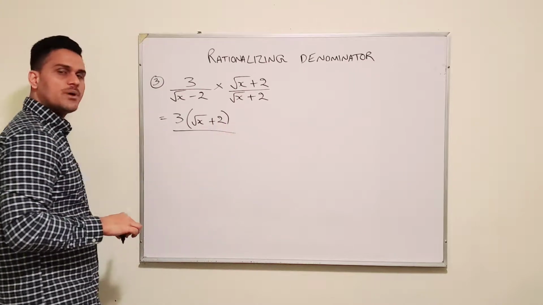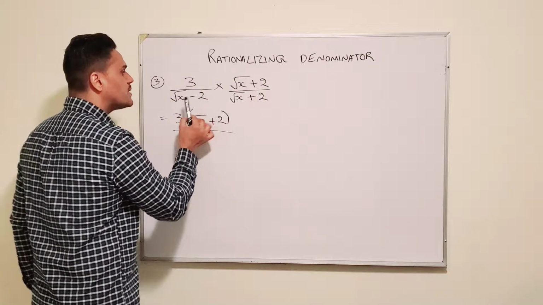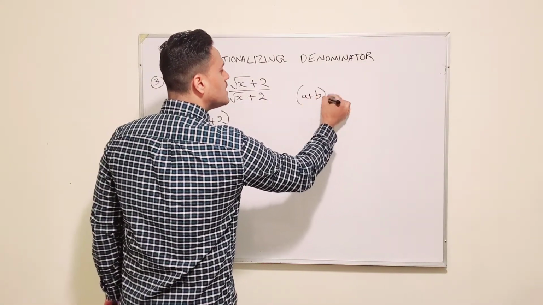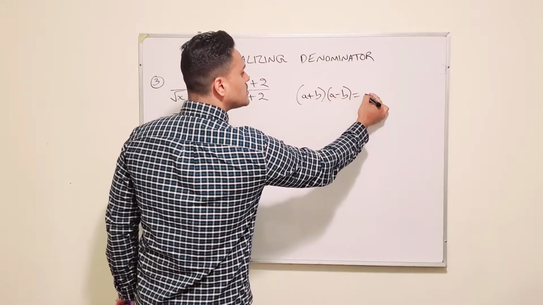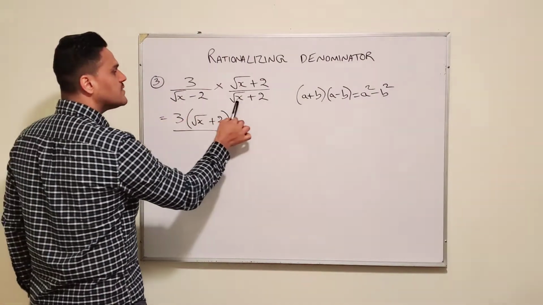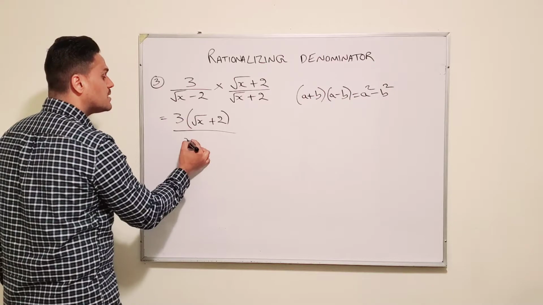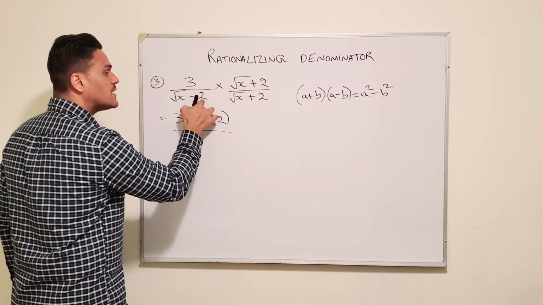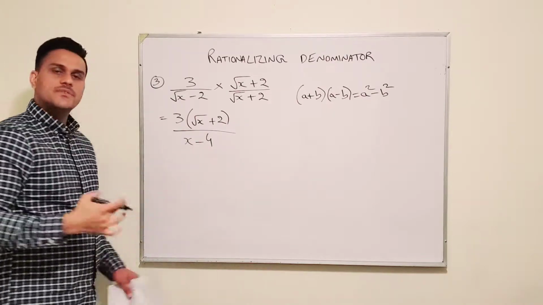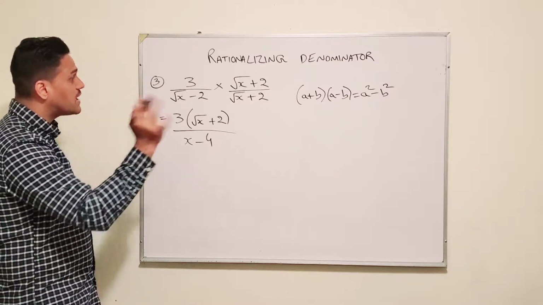Now guys, if you look at the bottom, this is in the form of a plus b times a minus b. If you remember the difference of squares, a plus b times a minus b is just a squared minus b squared. So we can rewrite these guys as a squared. So what's square root of x squared? That's just going to be x minus b squared, and 2 squared is just going to be 4. And guys, we've gotten rid of the root at the bottom. We just have x minus 4 in the denominator, so we've rationalized our denominator.